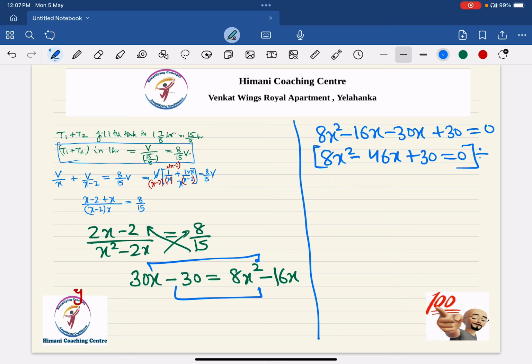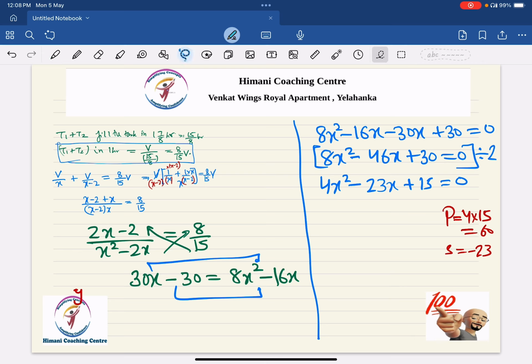All the numbers are divisible by 2, so let us do that to make the calculation simpler. Though it can be done without this step also, this makes it simpler. Okay, now what is the product here? See, product is coefficient of x square, which is 4, times constant, which is 15. So product is 60. Sum is coefficient of x, which is minus 23. Factors of 60 which give the sum minus 23 are minus 20 and minus 3.